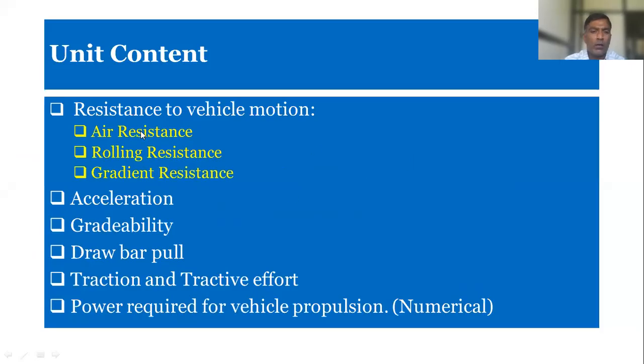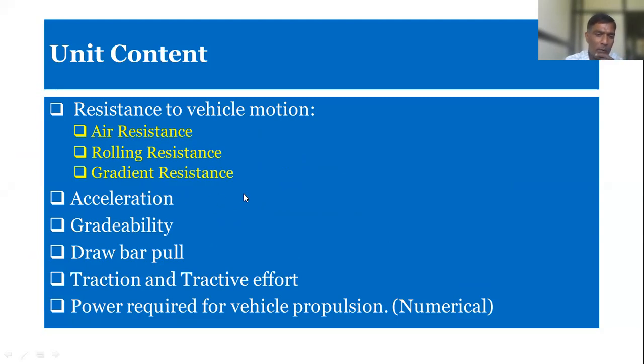Okay. So this is air resistance. How to calculate it? K V square. Rolling resistance. How to calculate it? K W. Rolling means road resistance. Gradient resistance. How to calculate it? W sine theta. How to calculate the acceleration?